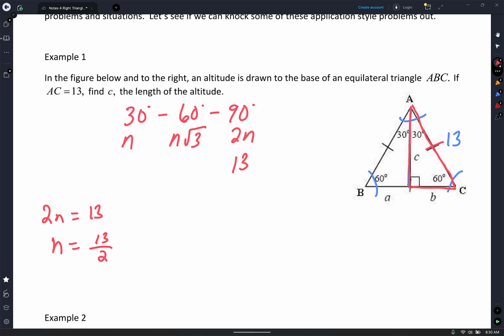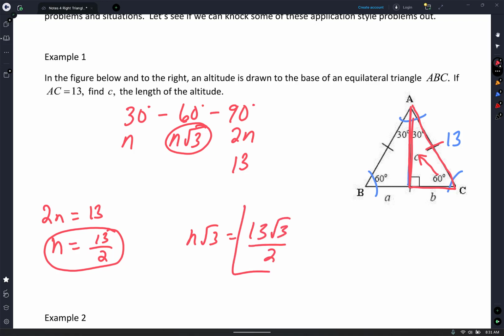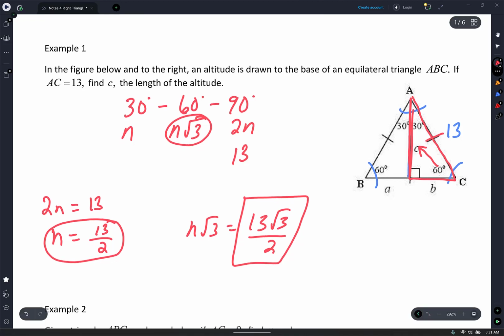I know you can write this in decimal: 6.5, because 6 plus 6 is 12, so 13. I'm not going to write it as 6.5 because I don't think you'll see that answer on the test. What do they want again? The altitude, the C. To get the long leg, wherever the 60 degrees aims, that's n square root of 3. So all you got to do with this n is multiply it by square root of 3. So n square root of 3 equals 13 square root of 3 over 2. And there it is, that's the answer you'll probably see. You're done. All right, let's go to the next one.